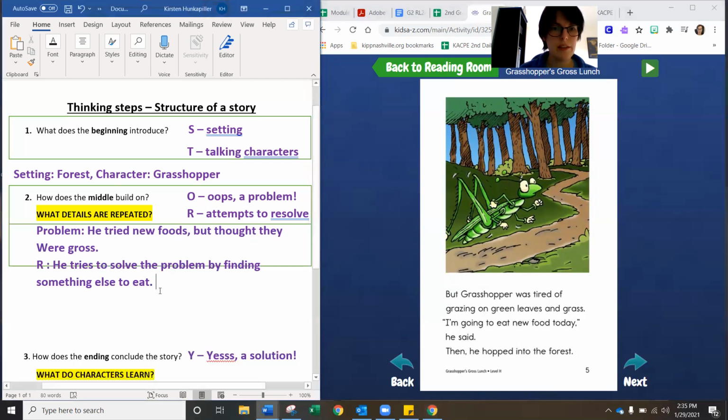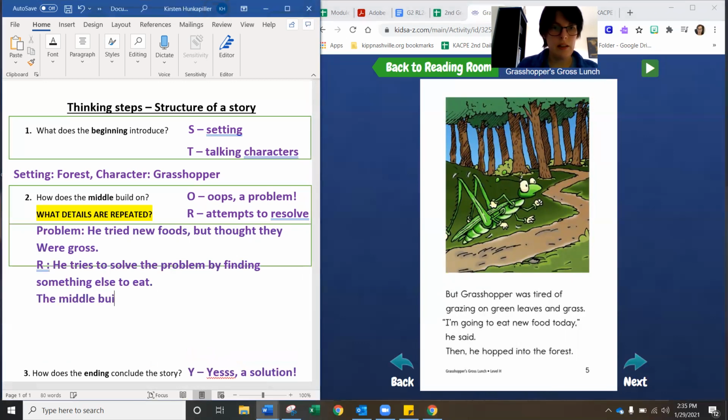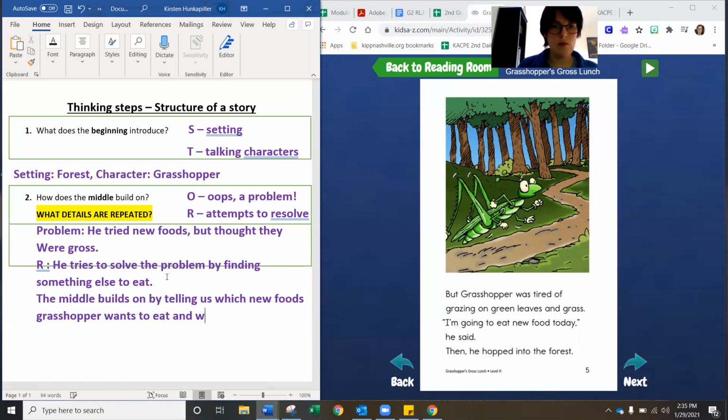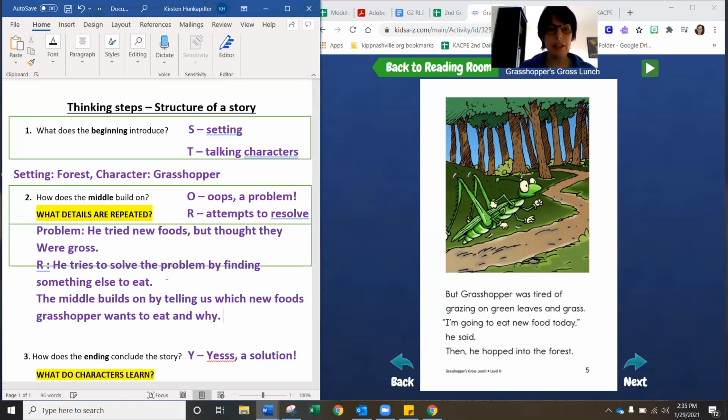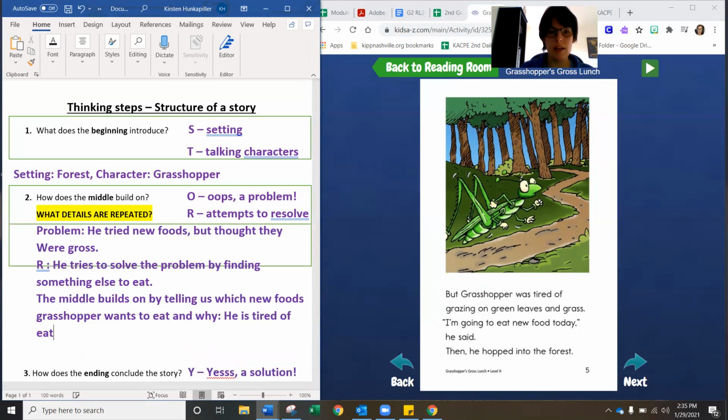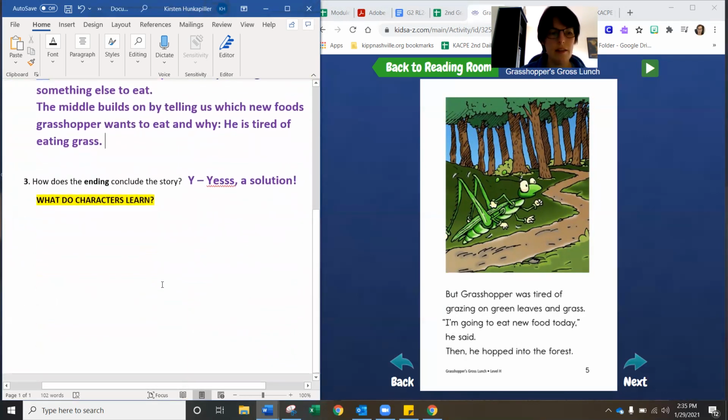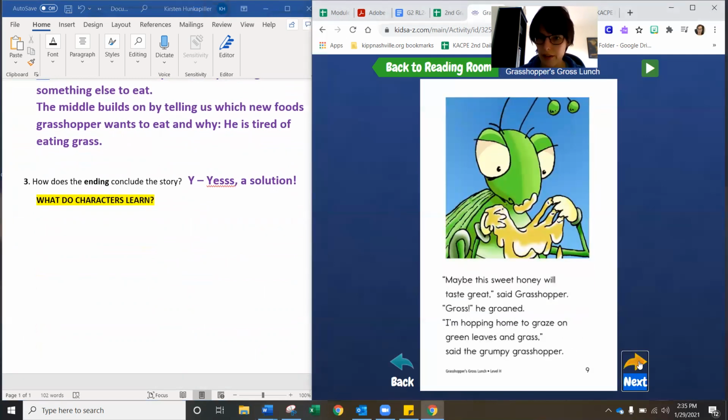Okay, so the middle builds on that by telling us which new foods grasshopper wants to eat and why. Because he's tired of the grass. He is tired of eating grass. Awesome. Now let's scroll down and read the last part of the story.